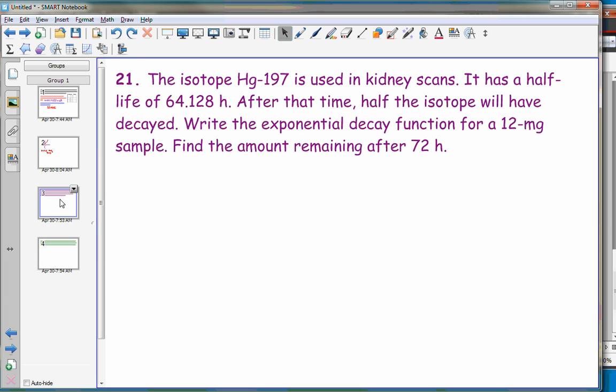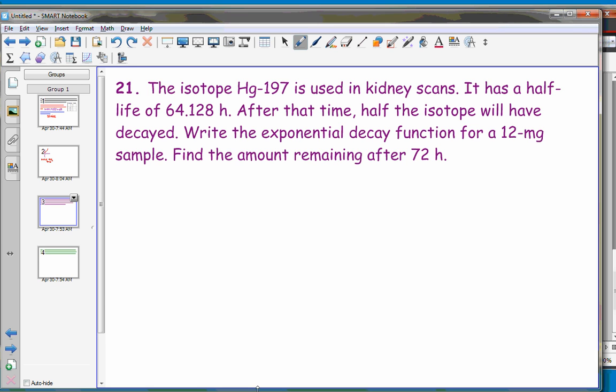In other words, the question that we're talking about is you have this glowy stuff in you, and it takes its half-life. In other words, from the minute they put you in it, however much dye they put in you, it's going to take half of it to disappear. It's going to take 64 hours. Do we understand that? Make sense? Okay? After that time, half the isotope will have decayed. Write the exponential decay function for a 12 milligram sample. Find the amount remaining after 72 hours. Okay, now with that said, how do I go about doing this problem?